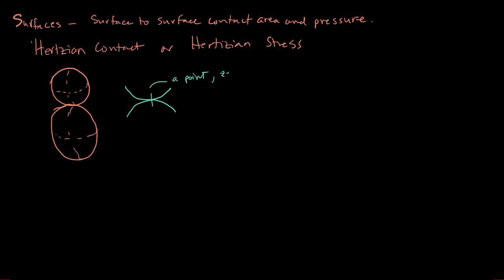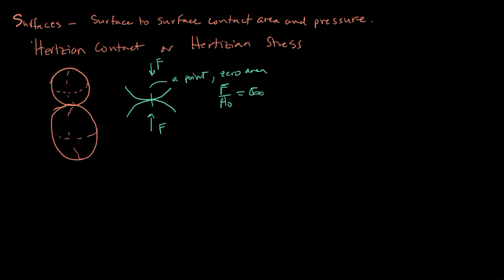At a perfect point, we would have zero area. So if we divide the force of contact, F, over that area, and the area is theoretically a point, then the area is really, really small. And if the area is almost zero, then the stress is almost infinite.